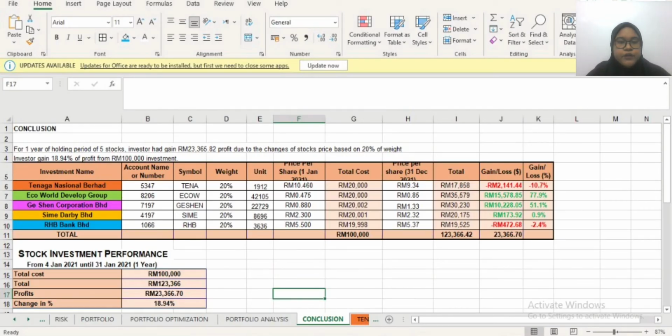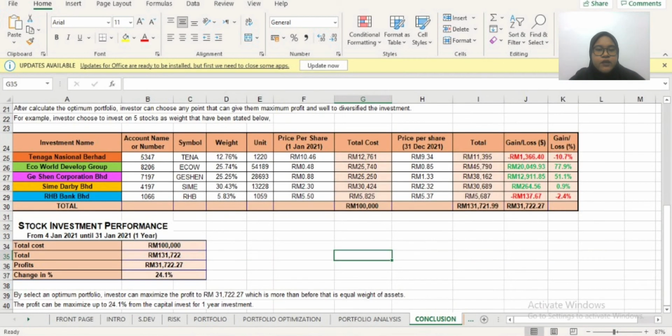In conclusion, for 1 year of holding period of 5 stocks, the investor can gain 23,365 ringgit 82 cent profit due to the change of stock price based on the 20% weight. Meanwhile, for the profit percentage, investor can. Besides, after calculating the optimum portfolio, the investor can also choose any point that can give them maximum profit and diversify their investment well.